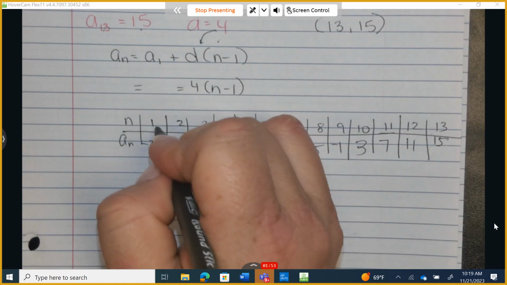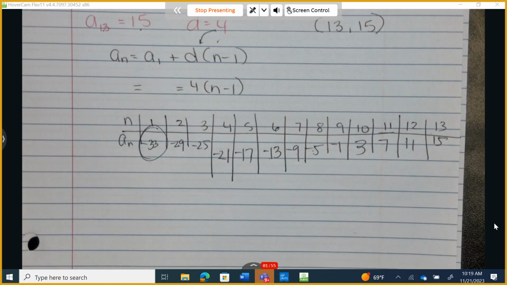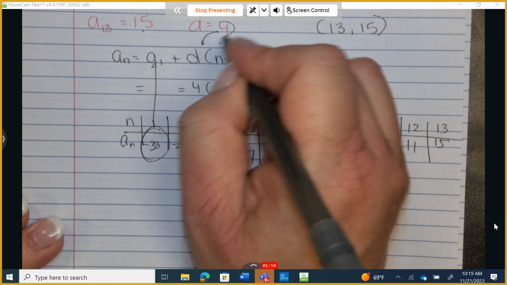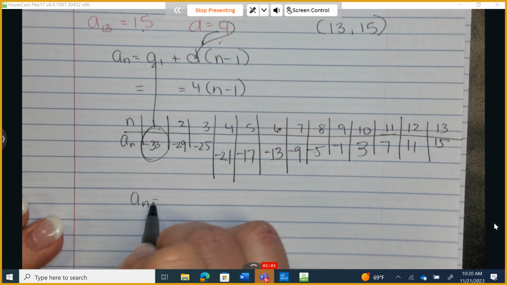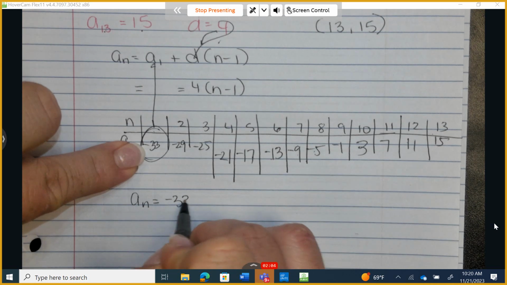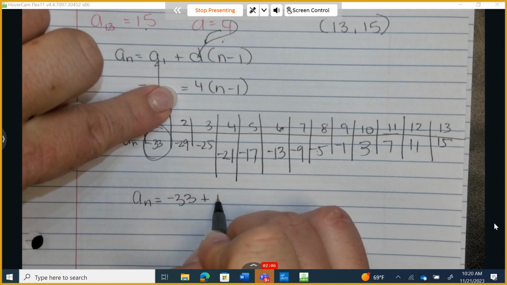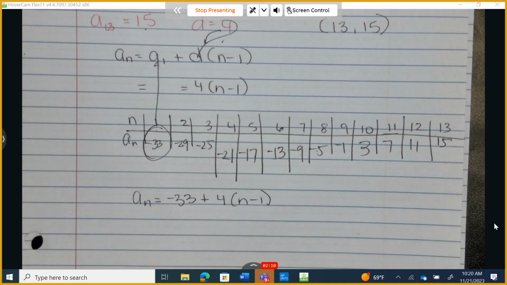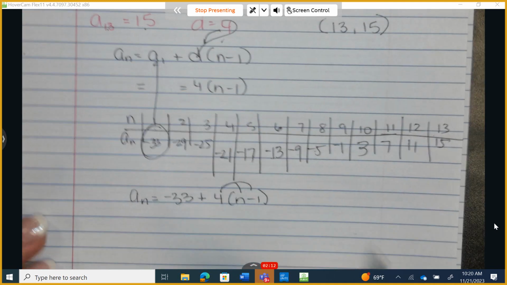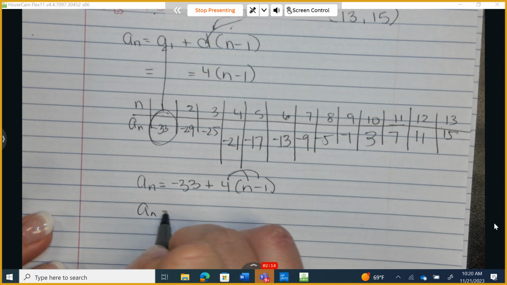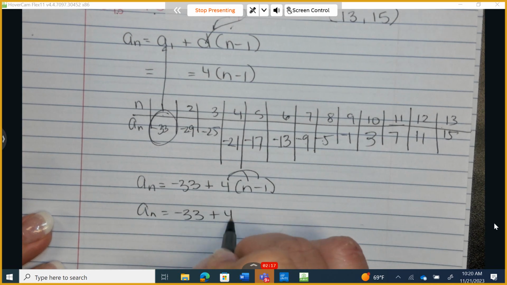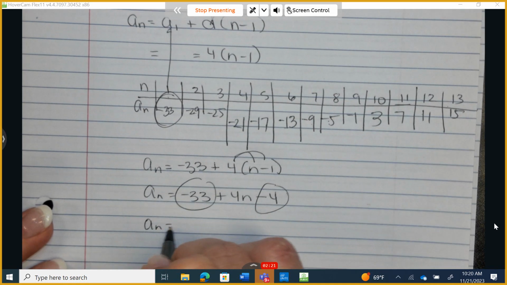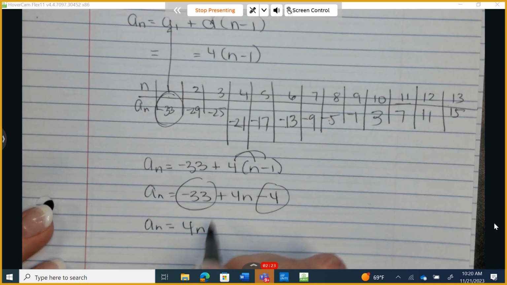So this is my initial. This would be the first one in the list, the first output in the list. So this is my initial right here, and I'm given my common difference. So a sub n equals an initial output of negative 33 plus a common difference of 4 times n minus 1. And maybe your teacher allows you to leave it like this, but freshman year and junior year, what we tend to do is we tell you to distribute the 4 to get 4n minus 4, and then when you combine like terms, this would be your general rule called an equation. It's your general rule.